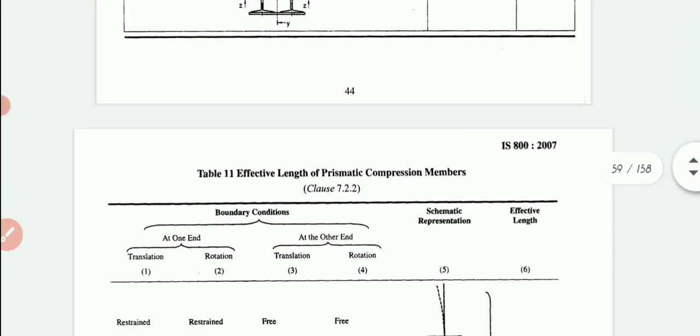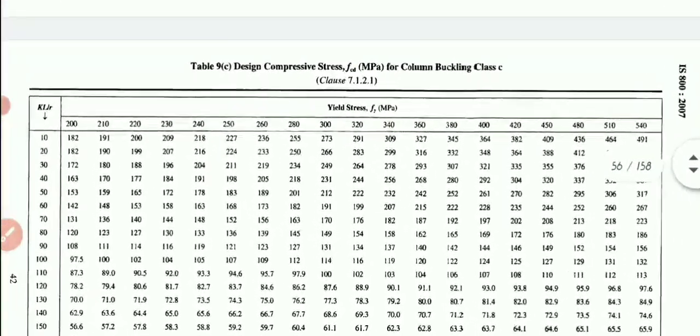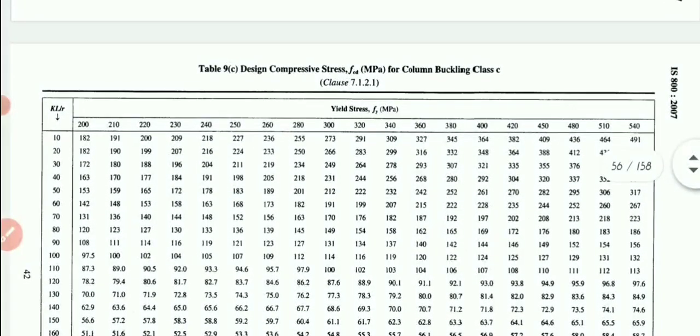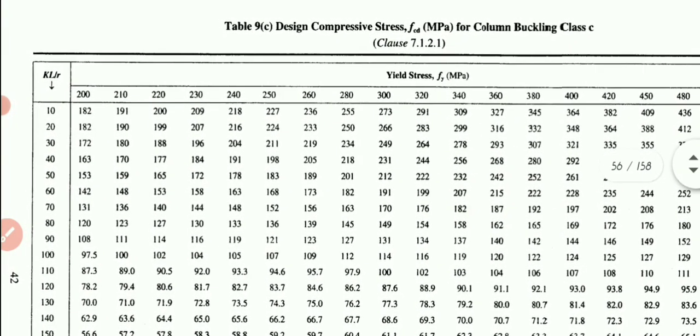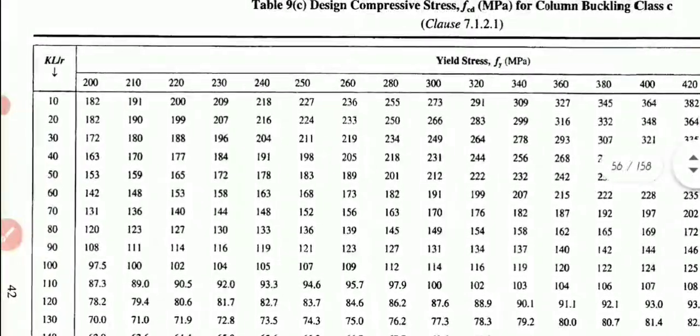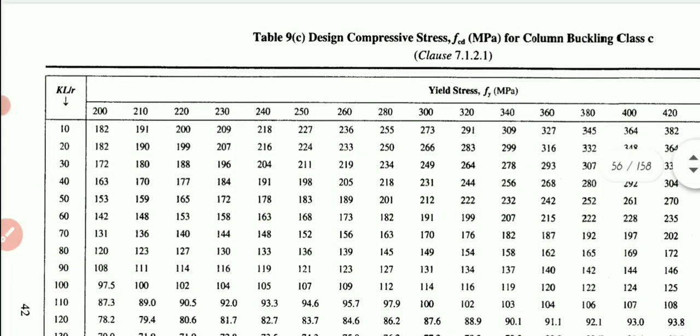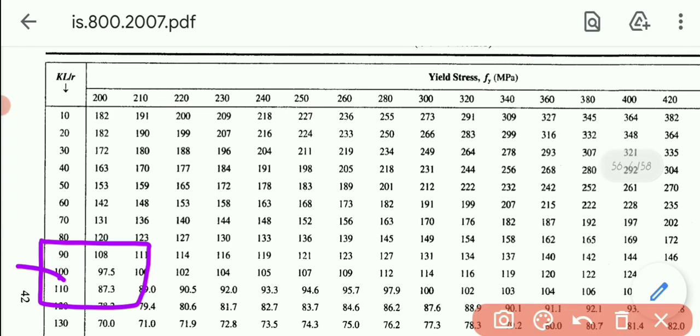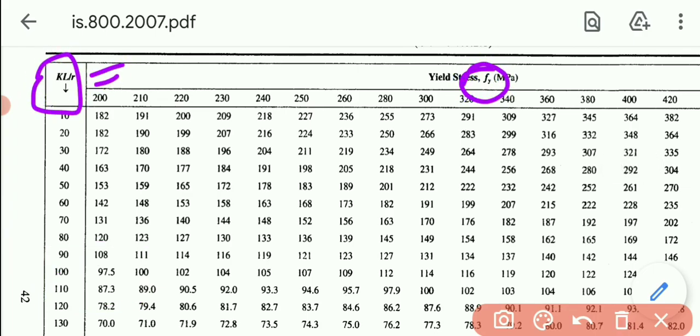So we need to calculate FCD as per table number 9C, page number 42, for buckling class C, because our built-up section stands for buckling class C. Now this one stands for Fy and KL by Ry, that is 121.5. So between 120 and 130 it will range.